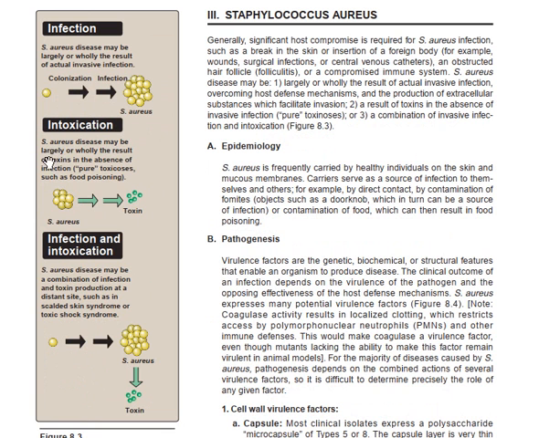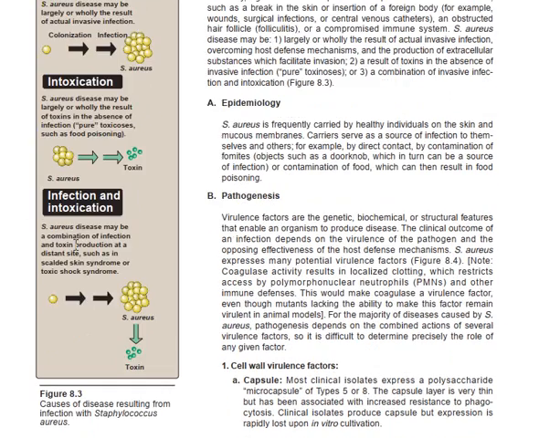The second thing is intoxication. In intoxication, Staphylococcus aureus disease may be largely or wholly the result of the toxin in the absence of infection. So there is no infection due to Staphylococcus aureus itself, but the disease is due to its toxins. This is called pure toxicosis, for example in food poisoning. In food poisoning, Staphylococcus aureus produces exotoxins that penetrate the gastrointestinal walls.